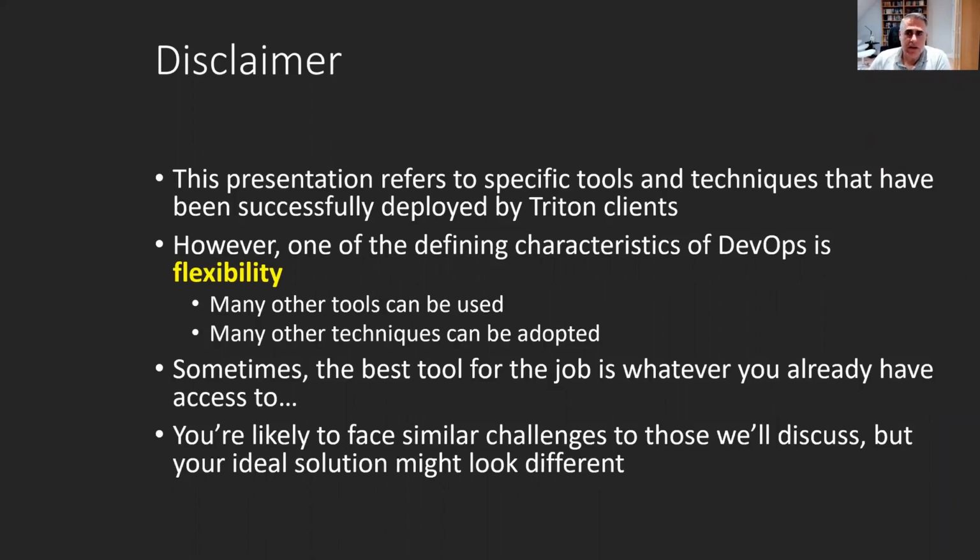But those of you that have been involved at all in DevOps or get involved in the culture around DevOps, you'll know that one of the defining characteristics is flexibility and adaptability, and the culture is very much about working around issues and being creative in terms of coming up with solutions to problems. So although I'm going to present a specific set of tools, a specific set of techniques that we've used to solve these challenges, there will be many other ways of addressing those same issues. And as I said here, sometimes the best tool for the job is whatever you have available.